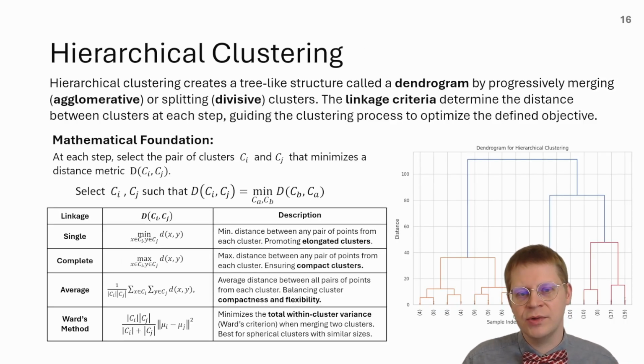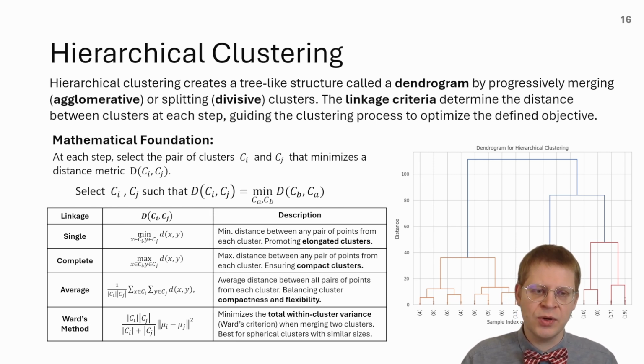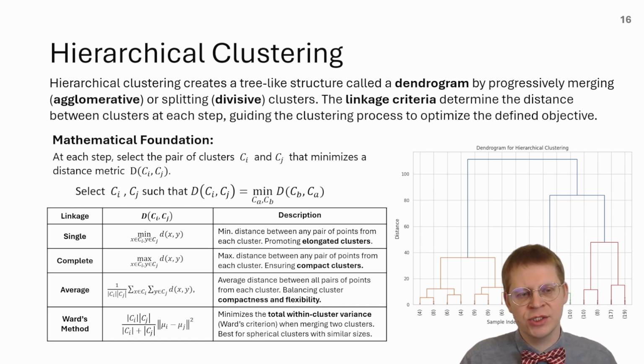Another clustering approach is hierarchical clustering, and it is unique in a way. It does not require a predefined number of clusters. Instead, it builds a dendrogram, a tree-like structure that shows how clusters are formed. Agglomerative methods start small, merging points, while divisive methods start with one large cluster and split. The choice of linkage, single, complete, average, or Ward's method, determines how distances between clusters are measured, and this affects the resulting cluster shapes.